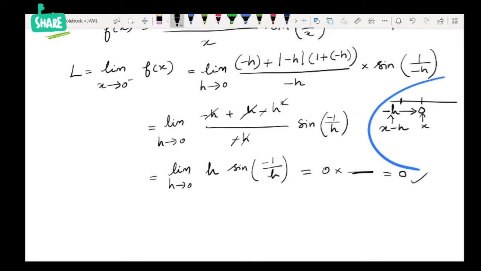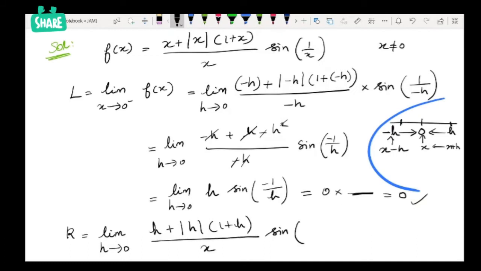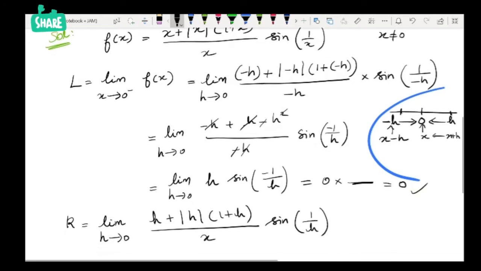Let's go to the right hand limit, which is limit x tends to 0 plus, or let me write it in h this way. I'm going to apply h instead of x because it is the same as x plus h, which is 0 plus h, equal to h. So h plus modulus h into 1 plus h divided by h, sine 1 by h.